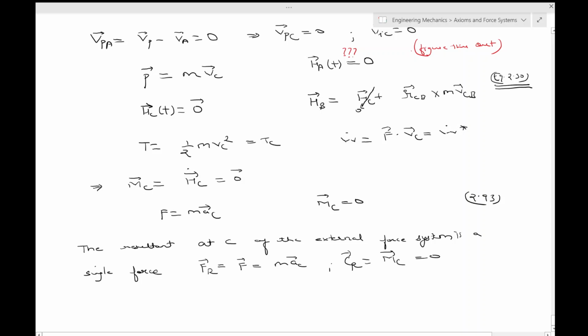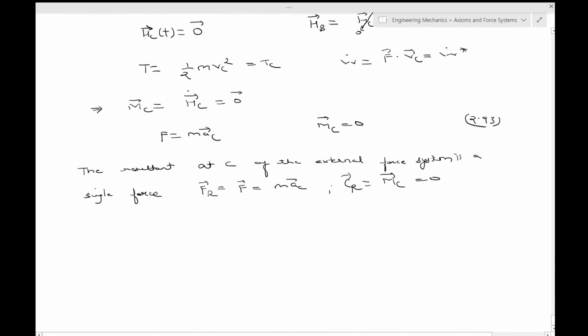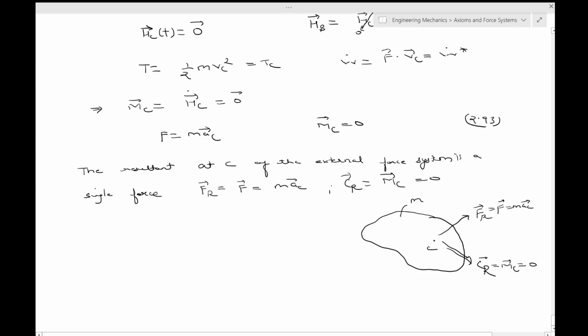Let me show that with a diagram. So I want to draw a system which looks at least something like this. It's the same system which we have seen before. You have the point C now, you have the equivalent as CR is equal to MC is equal to 0, and this is FR equal to F equal to MAC. Because it's a moment, I should show it with this line. So this is how the resultant at C of the external force system is. This FR and CR over here.